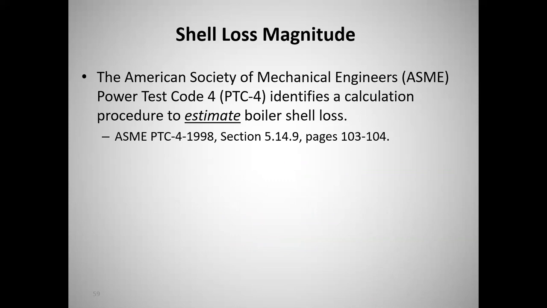PTC 4 has a calculation procedure to estimate boiler shell loss. One thing that you can do, you can shoot the sides of the boiler with an infrared camera, and any hot spots will show up. And the infrared camera manufacturers have software, so I can look at the side of a boiler and I can get in their software and I can select that side of the boiler, and that software will give me the maximum temperature, the minimum temperature, the average temperature across that face of the boiler. So if I take my tape measure and measure it, I've got the surface temperature. I can measure or assume an ambient temperature in the boiler room. I can calculate a convection coefficient, and I can calculate the heat loss from that side of the boiler.